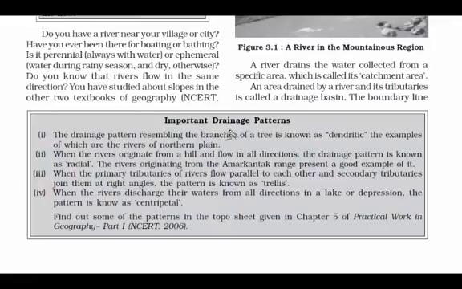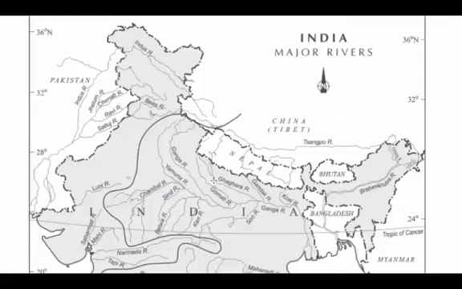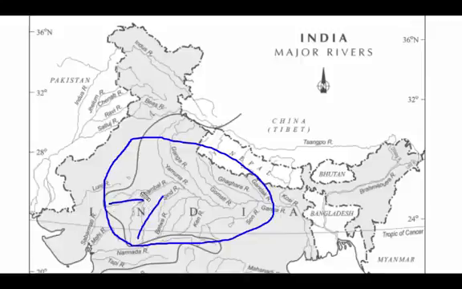Now let's understand the various patterns of our drainage. The first pattern is called dendritic. I'll just show you what dendritic is. Have a look at this map. This area is the northern plain. Just see the river system over here. Everything is like a root, a tree root. This form is nothing but dendritic.